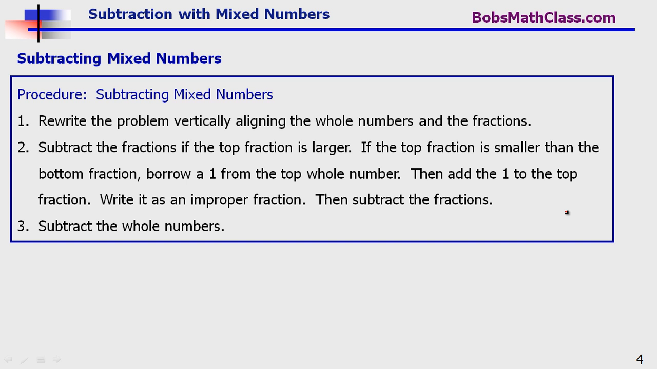Okay, but we have an issue. If the top fraction is smaller than the bottom fraction, then we're going to have to borrow a 1 from the top whole number, and then add the 1 to the top fraction. Write it as an improper fraction. Then subtract the fractions. Okay, so one way or another, we got to subtract the fractions. And then we can subtract the whole numbers.